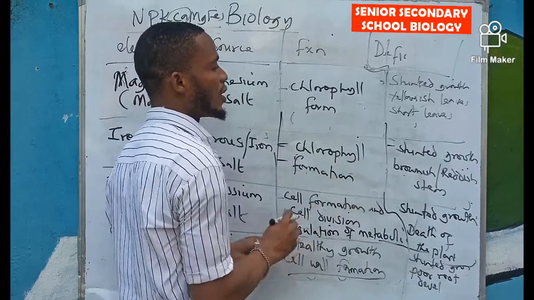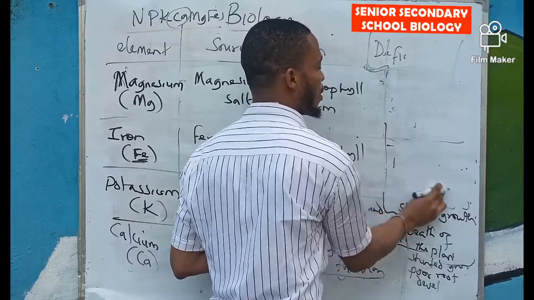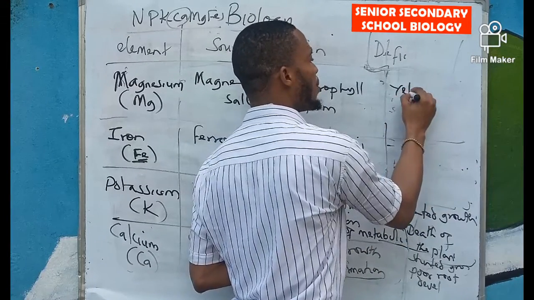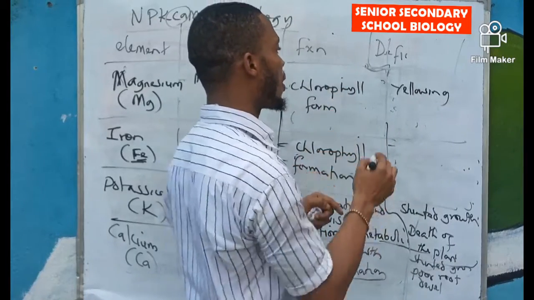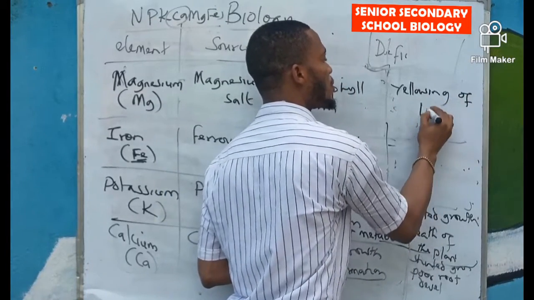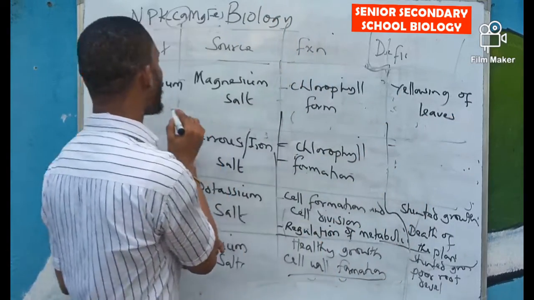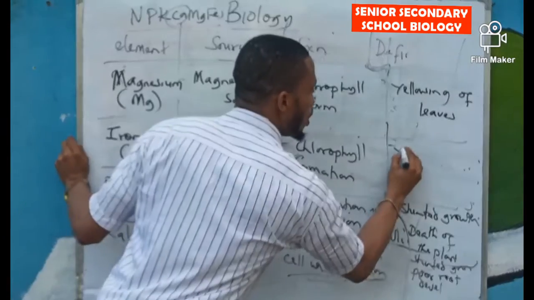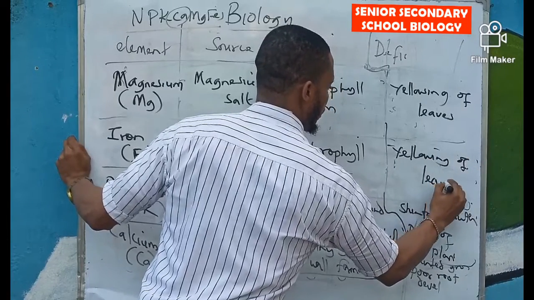Now, what is their deficiency? They just have one deficiency. Just one thing happens to the plant, that's what we call yellowing of leaves. Remember, I told you chlorophyll gives the plant a greenish nature, but because it's not there, we have yellowing of leaves. The leaves become yellow. So anytime you see a plant that has all its leaves yellow, that means the plant does not have magnesium and what? Iron. Yellowing of leaves.